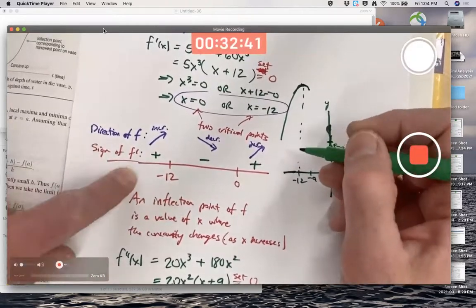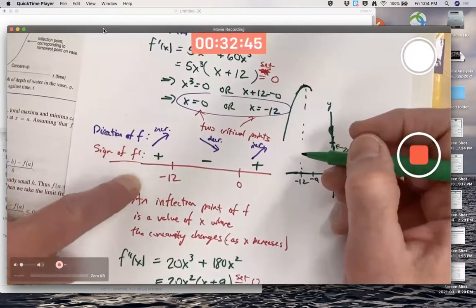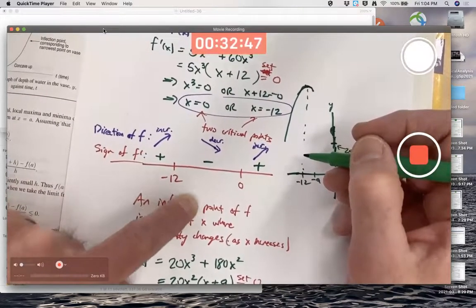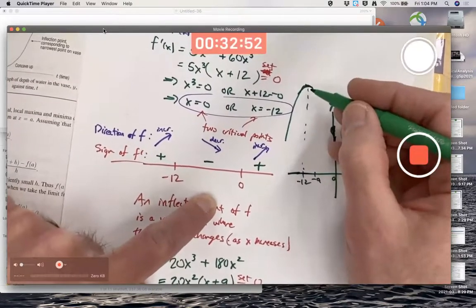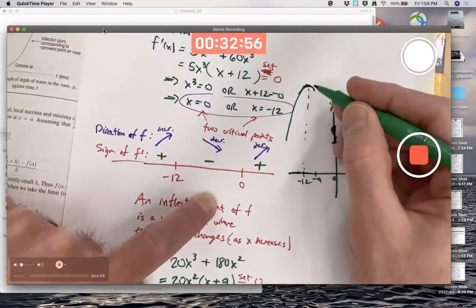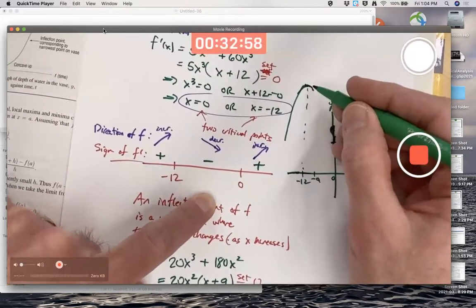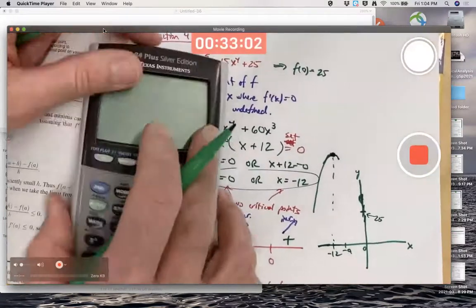Because look at this picture again. F is going to be increasing when x is less than -12 and decreasing shortly after -12. So -12 has to be a high point. I don't know exactly how high it goes here. I could figure it out. Maybe I should, by plugging -12 into the function.